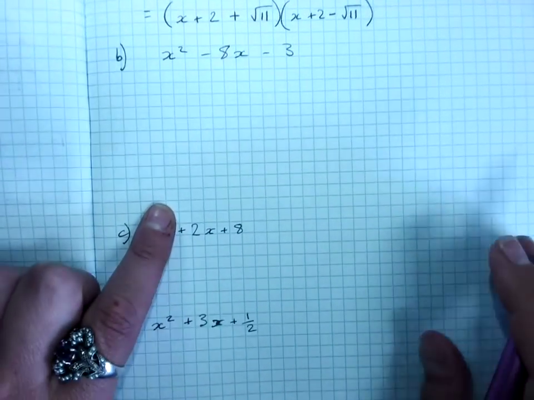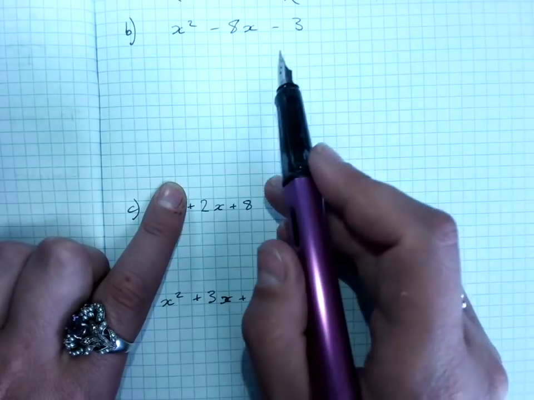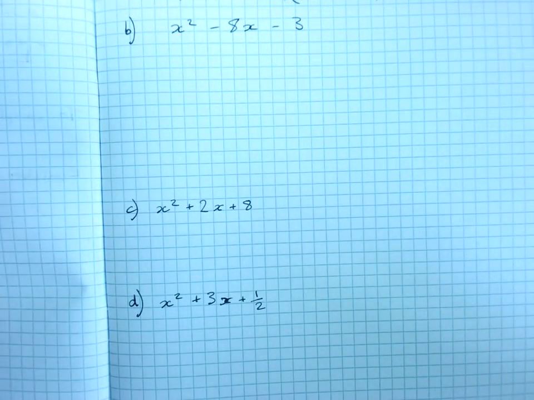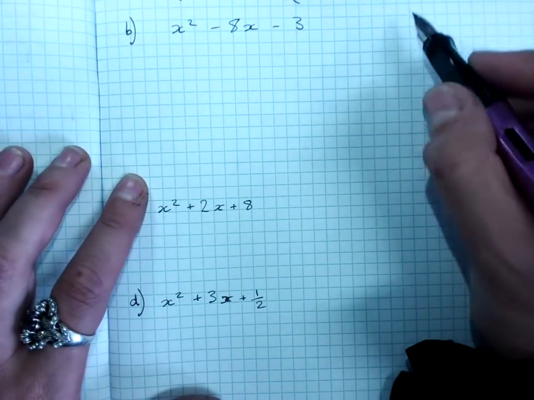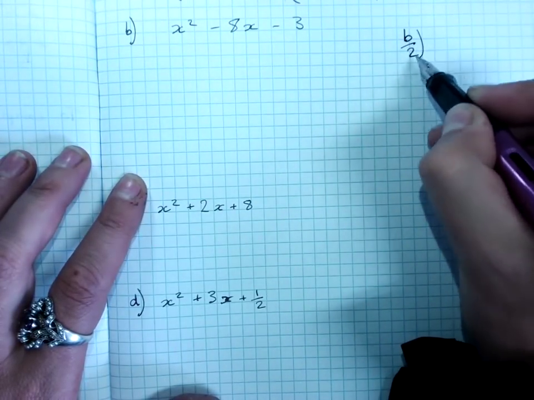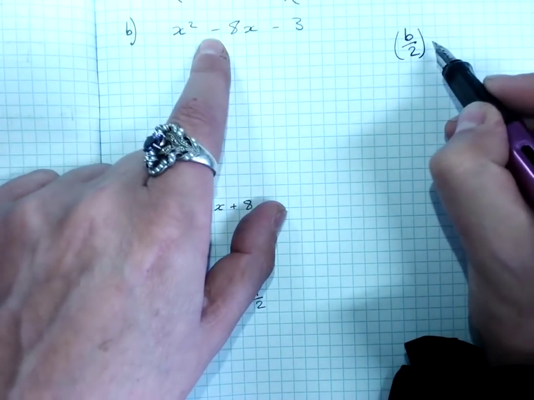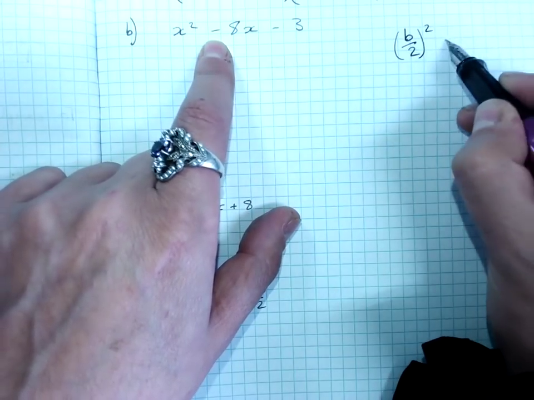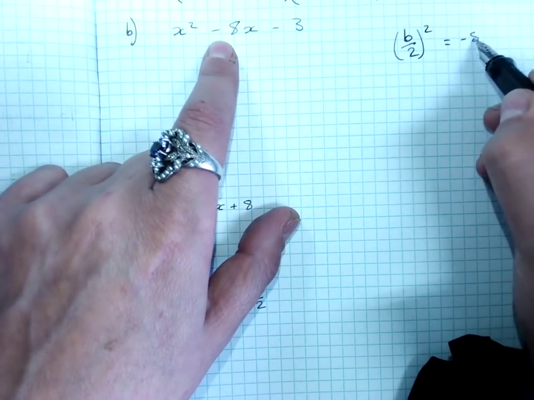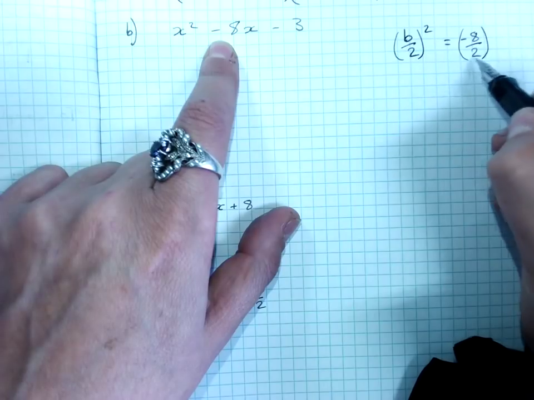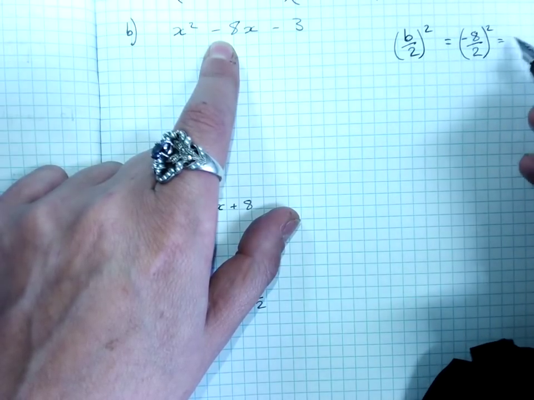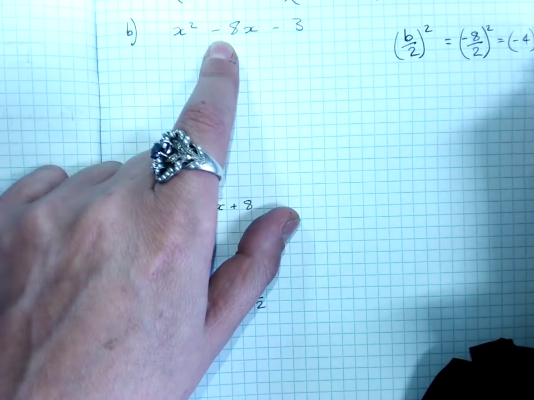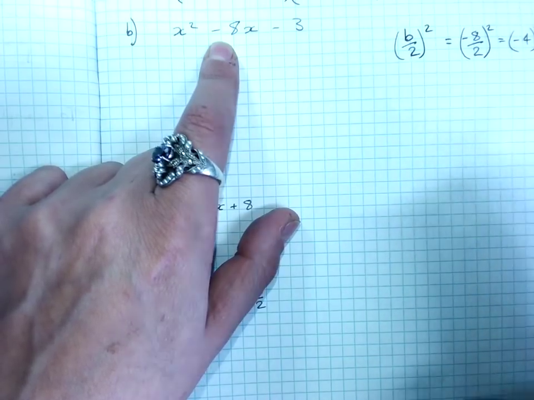So this one here, there are no factors of negative 3 that add to give me negative 8. So you find b over 2 and square it. b is negative 8, divide that by 2, this will be negative 4, and square it. Negative 4 squared is 16.